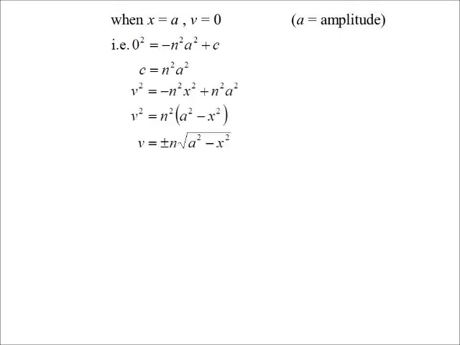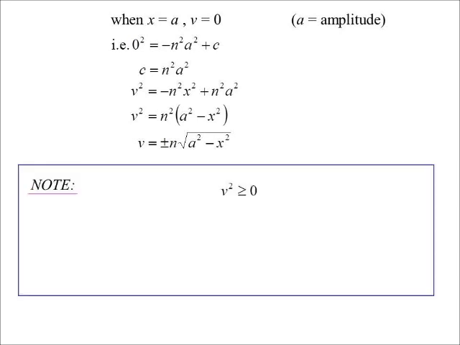So v squared is minus n squared x squared plus n squared A squared. Oh, I can factorise the n squared. I now get n squared outside of A squared minus x squared. So the velocity is plus or minus, because depending on whether I was going that way or whether I'm going this way, n root A squared minus x squared.